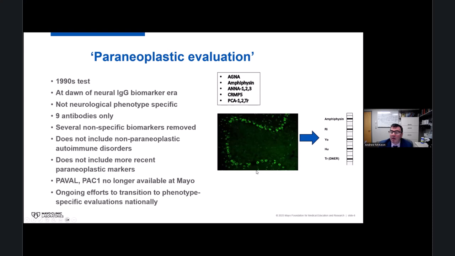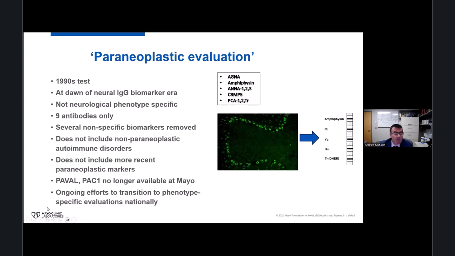So this is in many of our updated evaluations. So for example, autoimmune movement disorders, but this would be one of 15, 20 different biomarkers at this point, depending on the evaluation being ordered. Just to emphasize, the paraneoplastic evaluation does not include non-paraneoplastic disorders, and not including the more recent paraneoplastic markers either. So it's not even a comprehensive evaluation of paraneoplastic disorders.